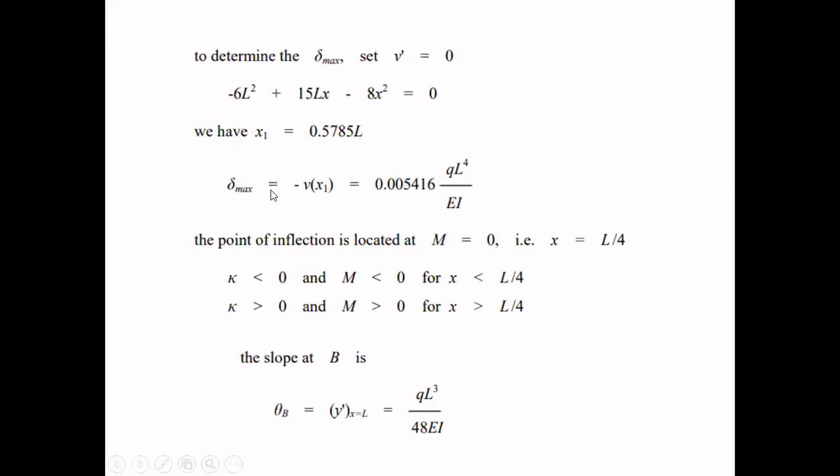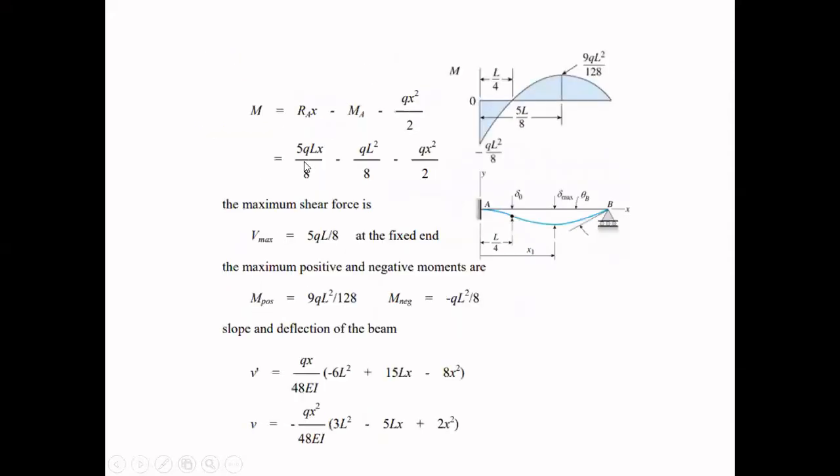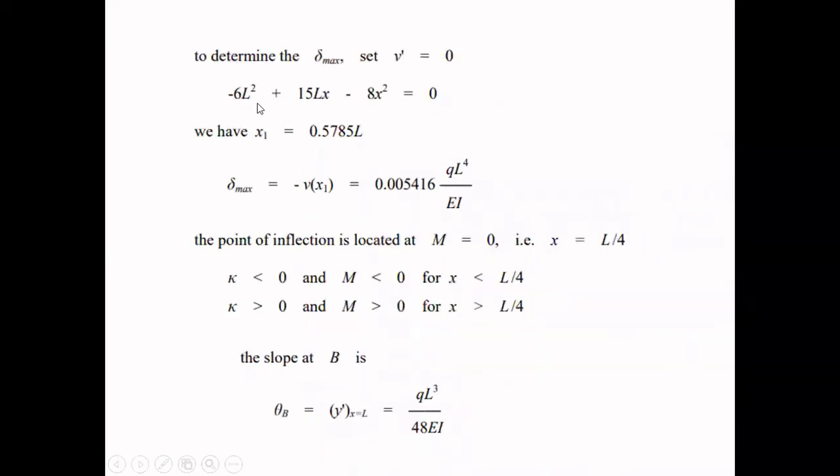This is the condition for the maximum, because we know that maximum will occur at this point. So in this way, we can calculate the slope and deflection by using this equation. We have already seen that this equation will give, at x1 equal to this value, the maximum value. It will give delta max equal to like this.